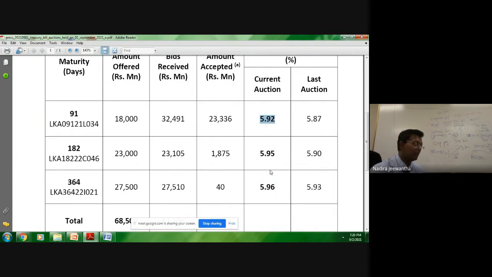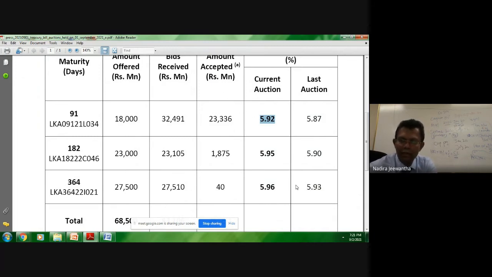Now, this scenario is happening after the policy decisions were revised. From the day the policy rates were increased, after the revision of policy rates, treasury bill rates started to go up. All three tenors, 3, 6 and 12 months, are going up. So we are expecting a further increase in treasury bill rates. So the risk-free rate has increased.